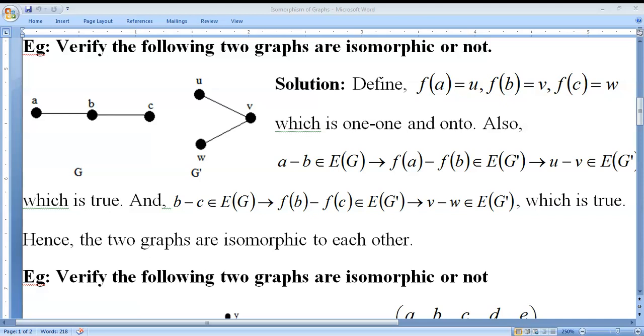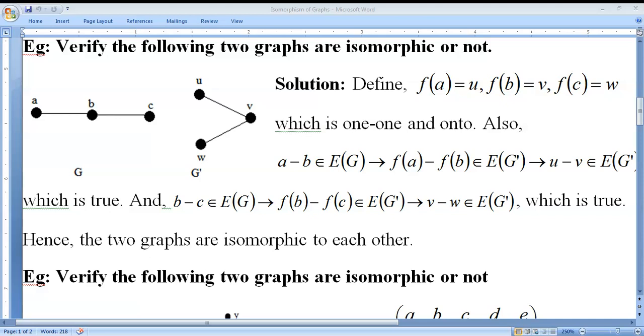So A, B are different and their images f of A and f of B, which are U, V, are also different. Similarly, A, C are different and their images U, W are also different. B, C are different and their images f of B and f of C, that is V, W, are also different. Since different elements in the domain have different images in the codomain, hence it can be called a one-one function. So here the domain is the vertex set of G, that is A, B, C, and the codomain is the vertex set of G dash, that is U, V, W.